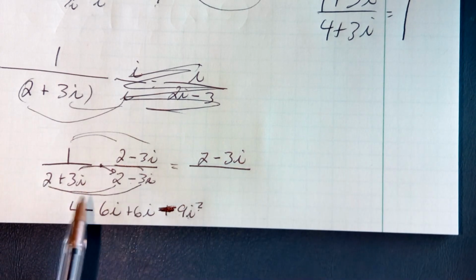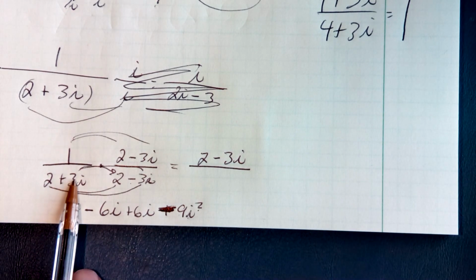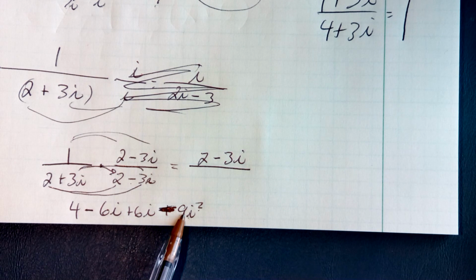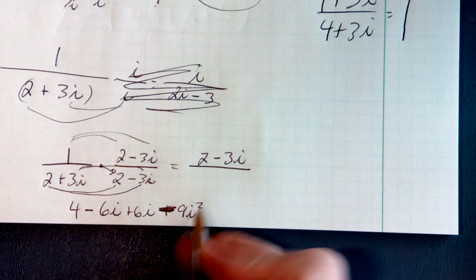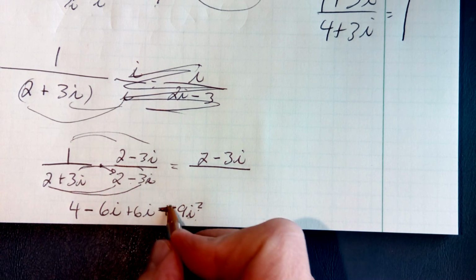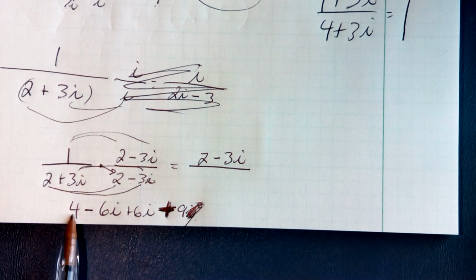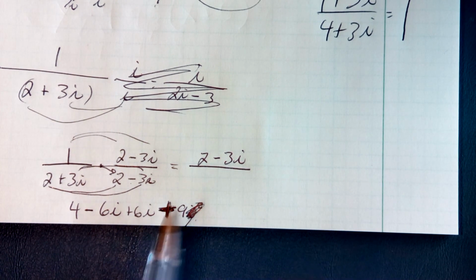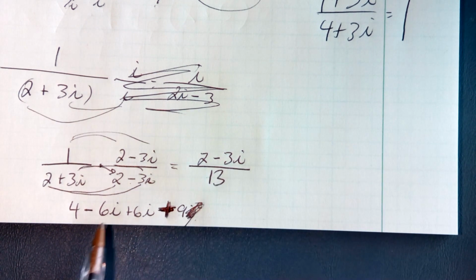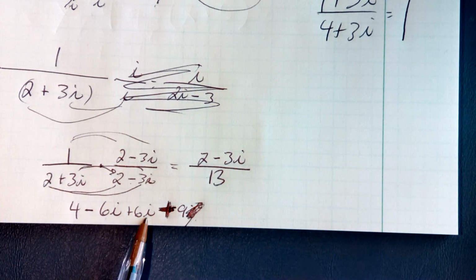I want to make sure you followed. Positive 3 times negative 3 is negative 9. i times i is i squared. The i squared, though, is a negative 1, so that changes it to a positive, and that goes away. So now, if you'll notice, I have a 4 plus a 9, which is 13, and the two middle terms cancel. Negative 6i and 6i cancel each other out.